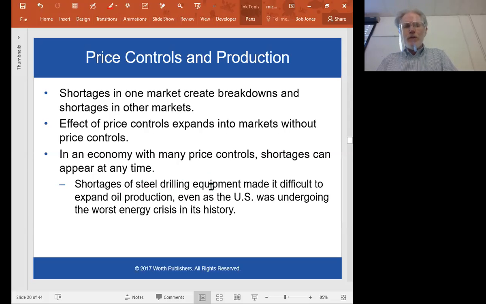Shortages of steel drilling equipment made it difficult to expand oil production as the U.S. was undergoing the worst energy crisis in its history. Okay? So we got this big shortage of energy. We need to expand oil production, which requires more steel, but the price of steel was being held down. So the producers of steel had no incentive to produce the extra steel. That doesn't happen if you let prices go to their equilibrium level.